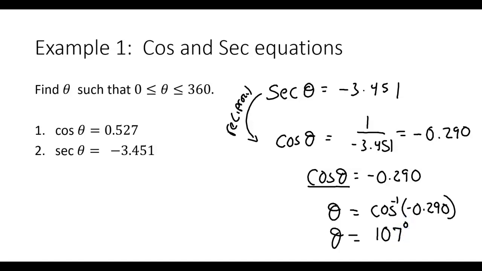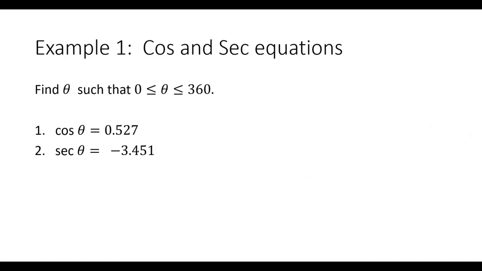I'm rounding up to the nearest degree. I don't want any decimals. When I get to the angle part, I'm going to make it a whole number. Okay? So there's one of my answers, but that's only one of them. So what's the next step?